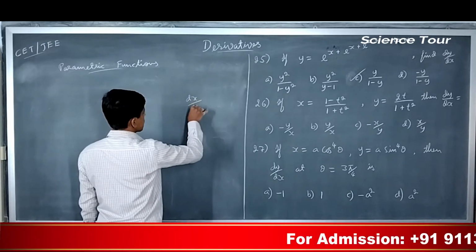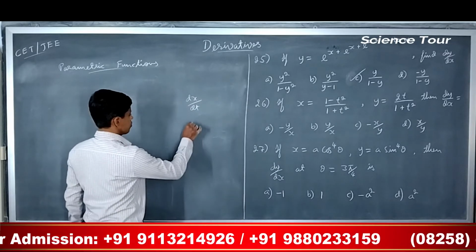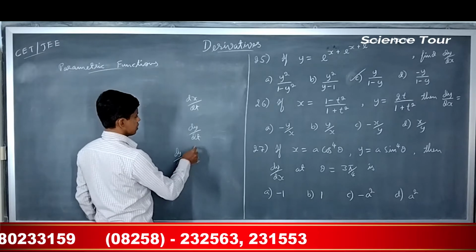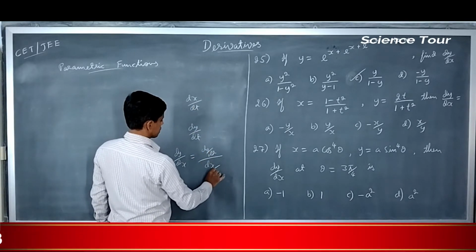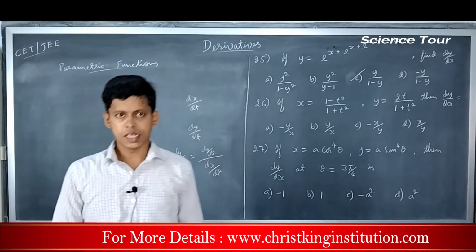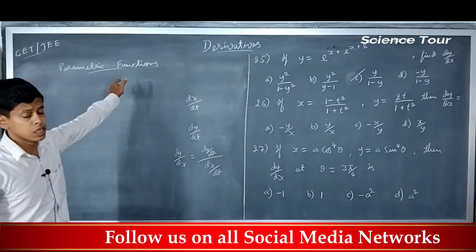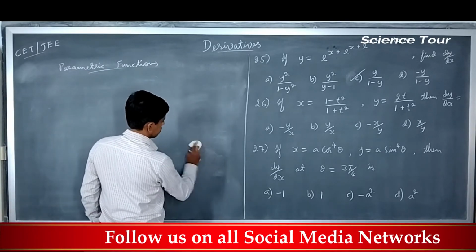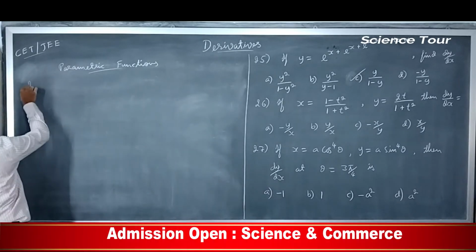find dx by dt, because the parameter is t, differentiate that with respect to t, and then you differentiate y with respect to t again, then what is dy by dx? That is dy by dt divided by dx by dt. So these two answers must be divided, you will get dy by dx. That's the technique we should use for derivatives of parametric functions. Well, now let's begin with the 26.